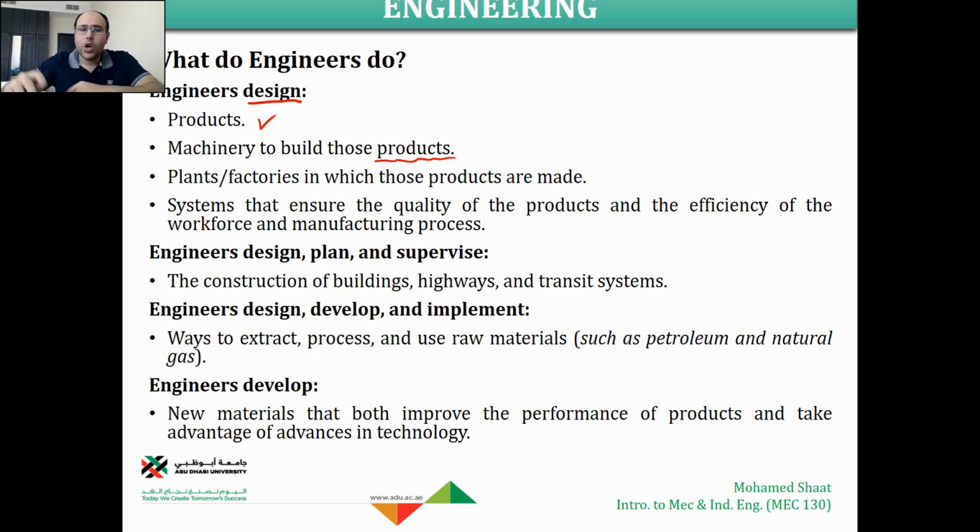So we have a product, we should find a way of building or producing this product. Plants, factories in which these products are made, like the place in which you're going to make this product. This is also one of the responsibilities of design engineers. Systems that ensure the quality of the product.